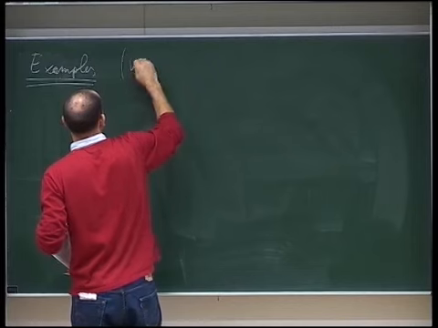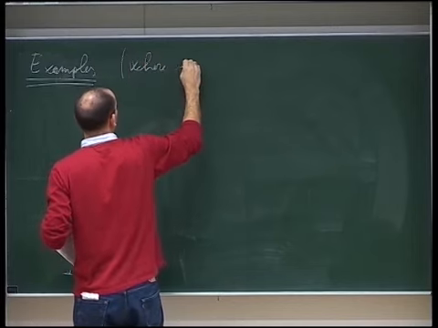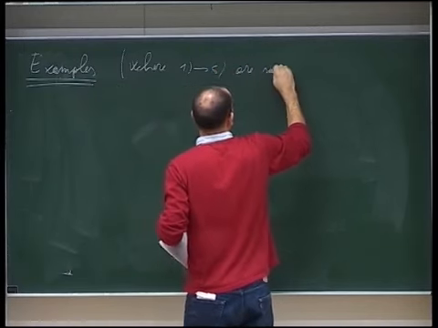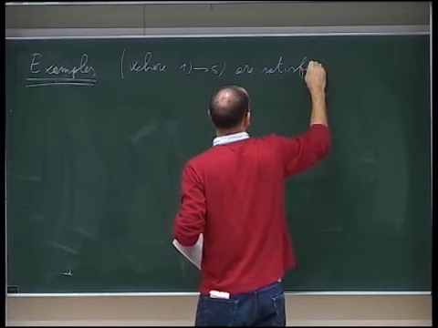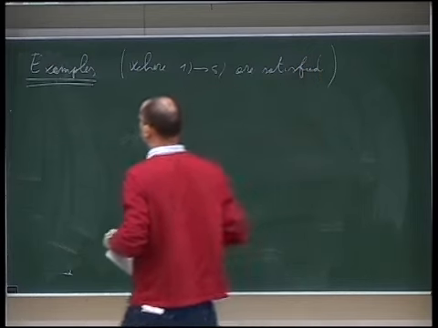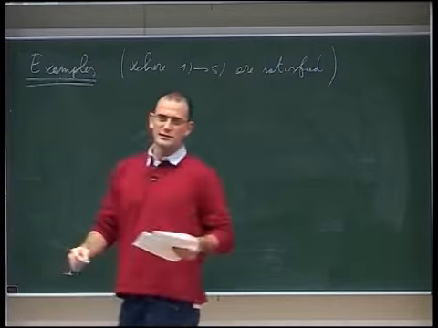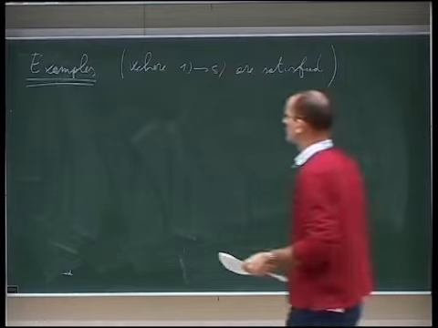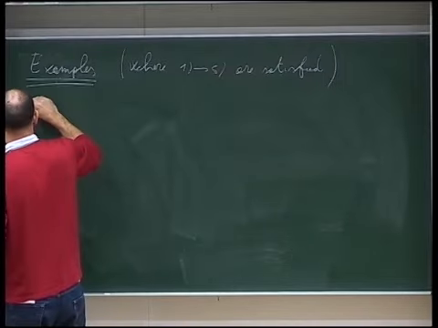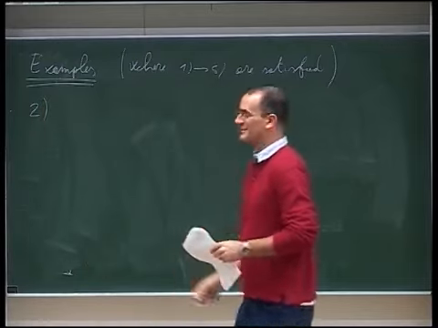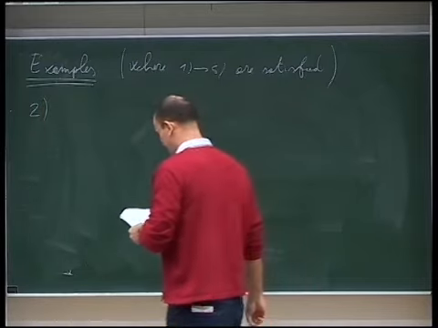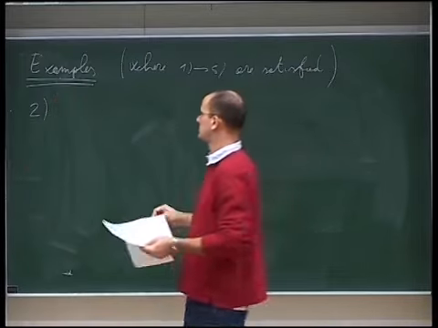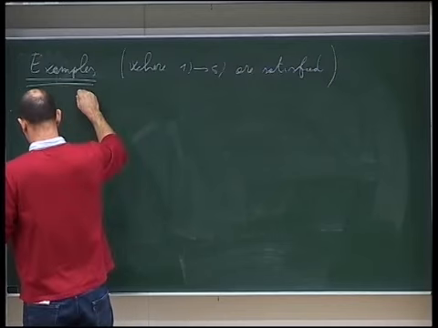Examples where points 1 to 5 are satisfied. So the first example is the example of curves. We have already seen it, so I don't really argue. The second example is given by characteristic 0. In characteristic 0, everything works well.